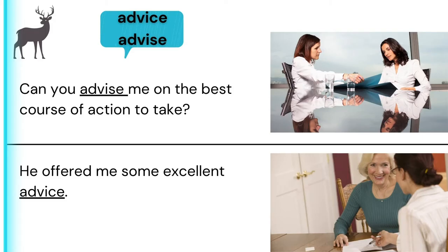The next one. Can you advise me on the best course of action to take? Can you advise me? That would be a verb, an action. Please advise me. So that's the difference.